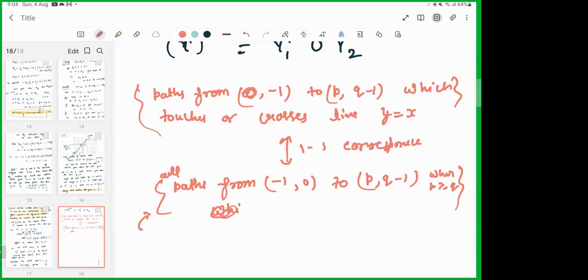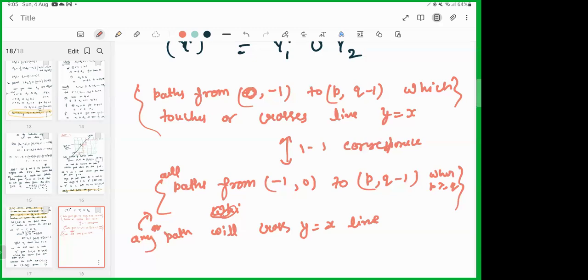What is the key idea here? Any path will cross the y equals x line. Any such path. Any path from -1, 0.